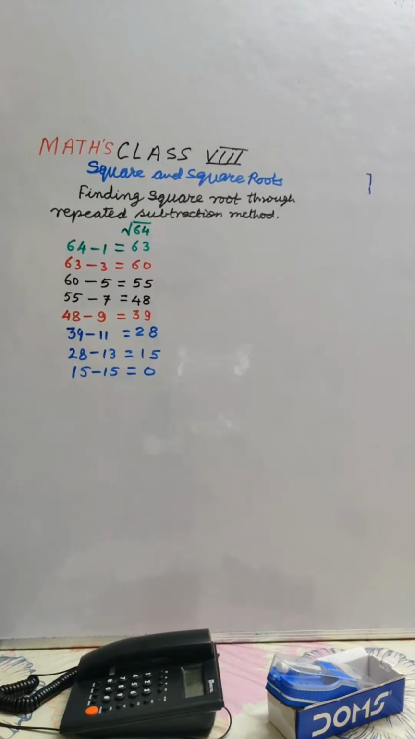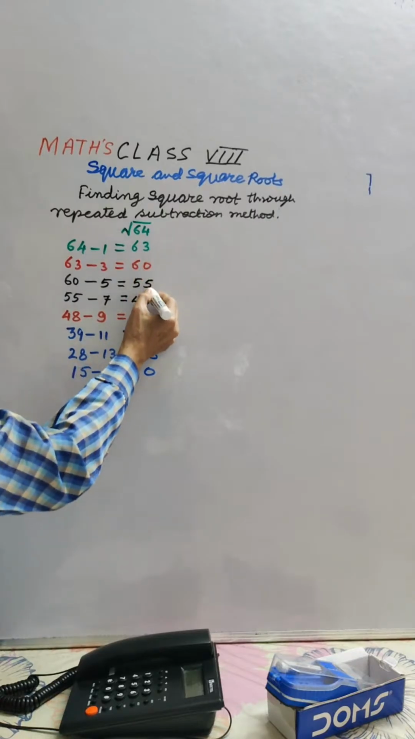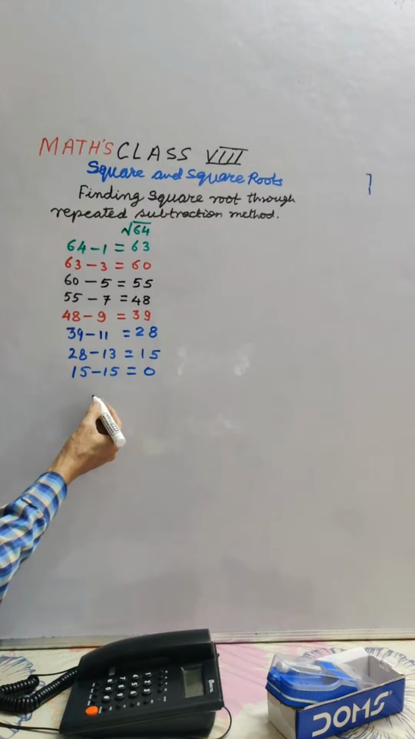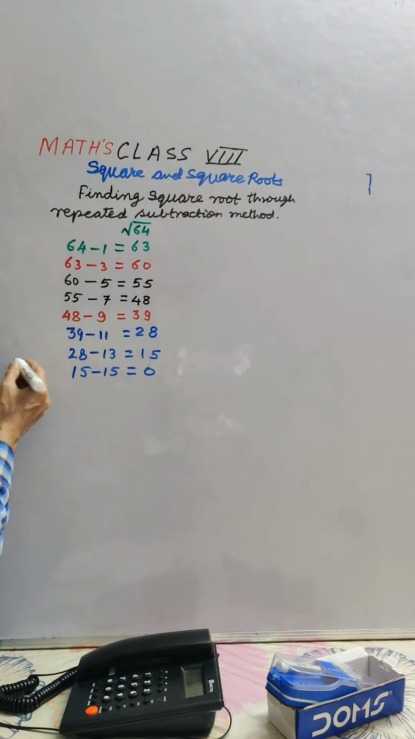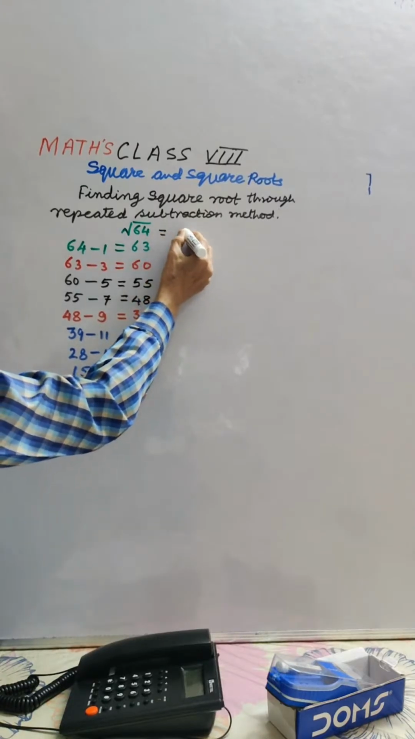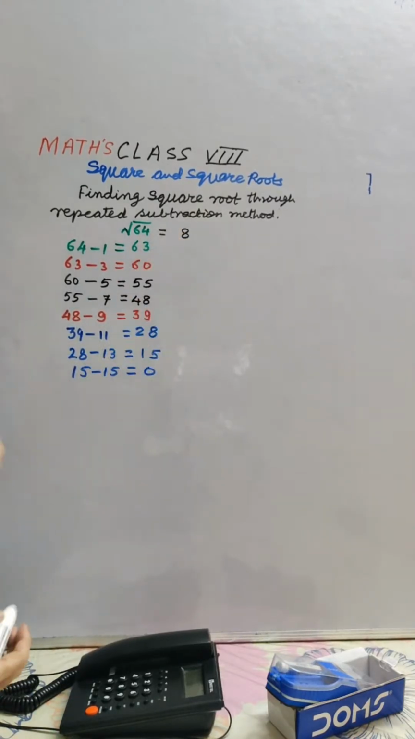Now we shall count the number of subtractions, how many times we have subtracted. That will be the square root of 64. So there are 1, 2, 3, 4, 5, 6, 7, 8. 8 times we have subtracted the odd numbers till 15. So therefore the square root of 64 is 8. This way we can find the square root of any number by using the subtraction method.